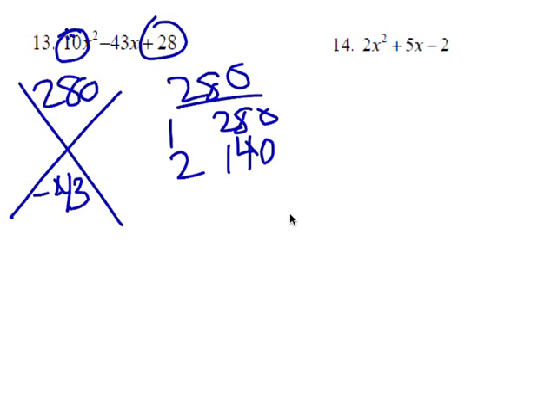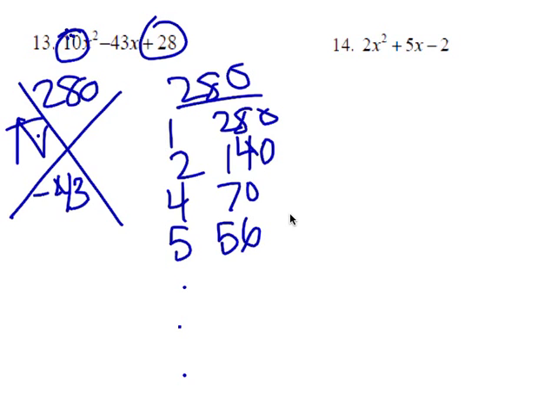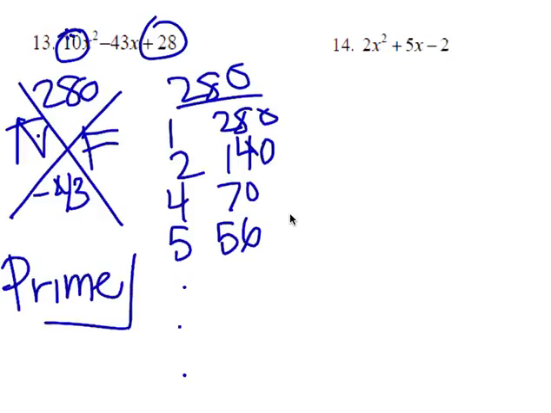280 divided by 4 is 70. Okay, 280 divided by 5 is 56. Okay, and you can keep going on like this. So that was all I was doing to get those factors, because sometimes it's hard when it's big numbers. I will tell you, just to save you some time, that there is nothing that works here. So this one is not factorable, which means we have a prime candidate here.